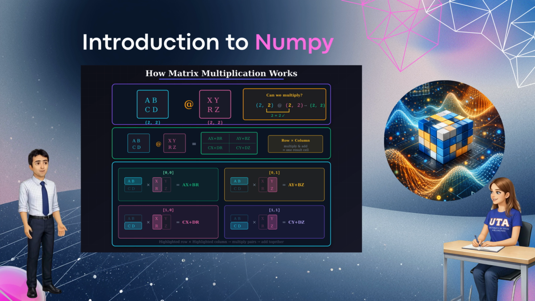So the result is, first row has AX plus BR, then AY plus BZ. Second row has CX plus DR, then CY plus DZ. So we're always doing row from the first matrix against column from the second matrix? Exactly! Row from the first, column from the second. Multiply the corresponding elements, then add them all up. That gives you one position in the result. Repeat for every combination of rows and columns.